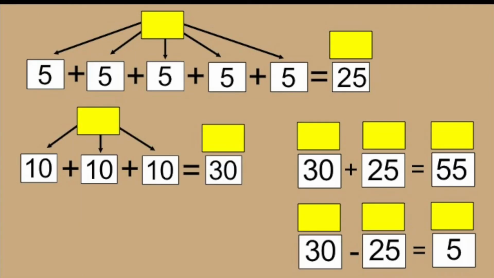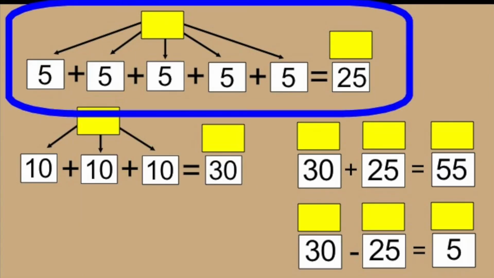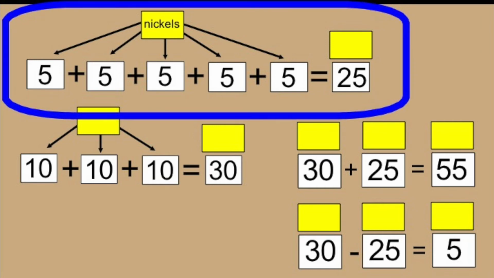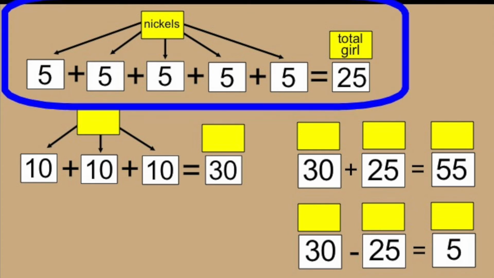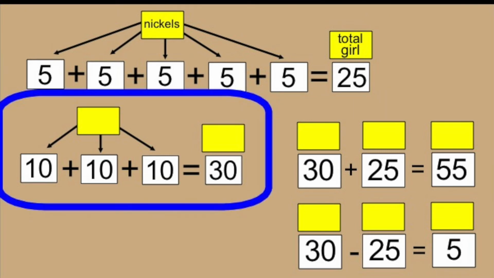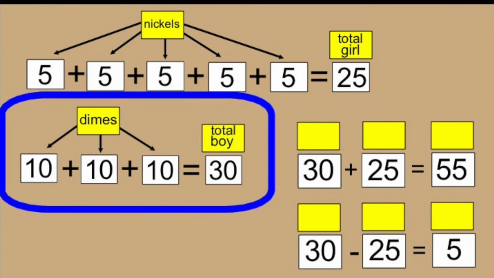On the next page is a bunch of equations. Let's look at this one. What do you think all those 5s represent? Right, they represent nickels. And what about the 25? What does that represent? Right, the total that the girl had. Now let's look at this one. What do you think those 10s represent? That's right, they represent dimes, and the 30 is the total boys.